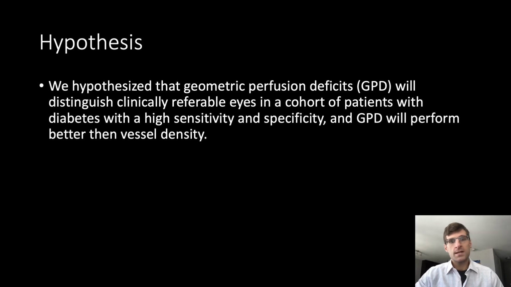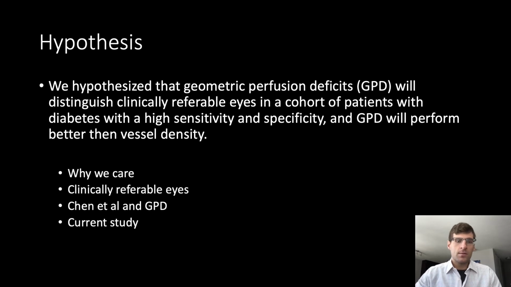So we hypothesized that geometric perfusion deficits, or GPD, will distinguish clinically referable eyes in a cohort of patients with diabetes with a high sensitivity and specificity. We also thought that GPD will perform better than vessel density. So we're going to talk about why we might care about this hypothesis, what we mean by clinically referable eyes, and also get into a little bit about the Chen study who introduced GPD, and then talk about the current study.